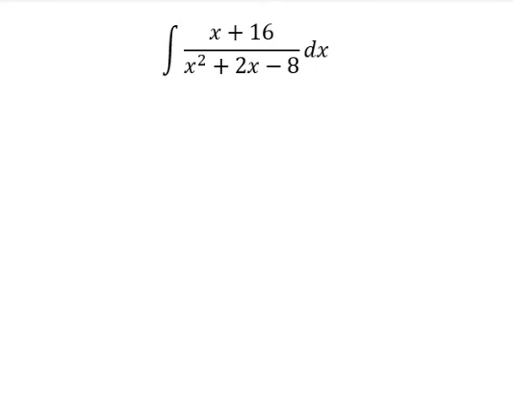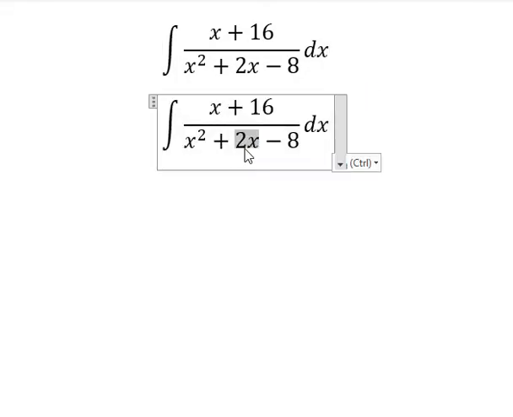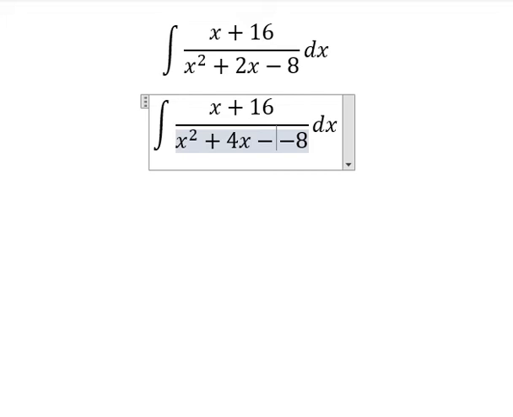The topic today is about integration. So now I will show you how to answer. About 2x, we change it to 4x minus 2x.